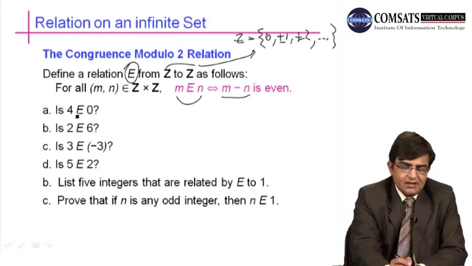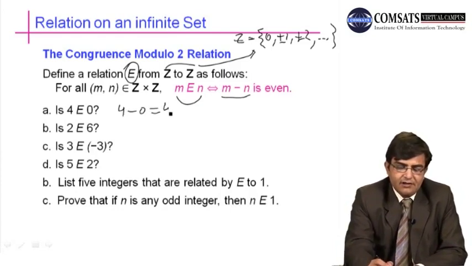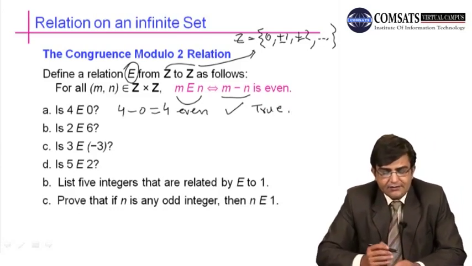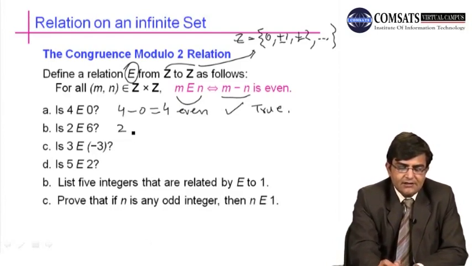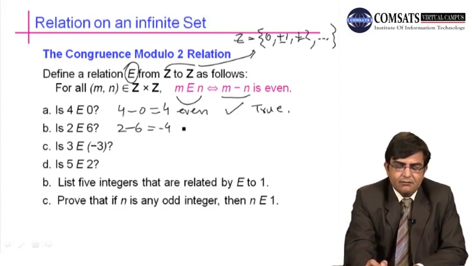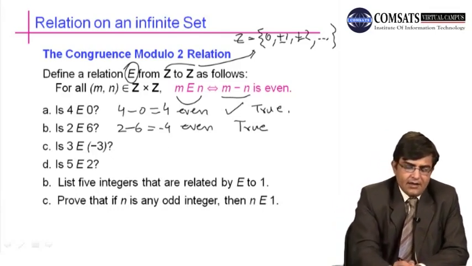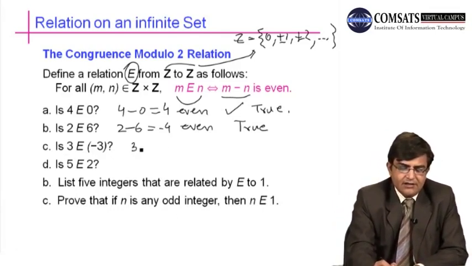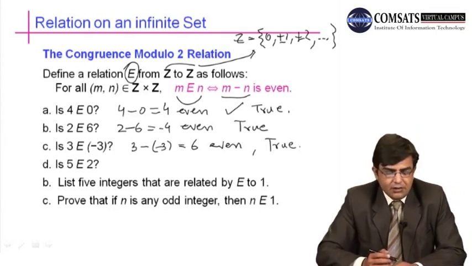Now, is 4 related to 0? We check: 4 minus 0 is 4, which is even. So yes, 4 is related to 0. The second case is 2 related to 6. 2 minus 6 is minus 4, which is again an even number, so 2 is related to 6. In this case, 3 minus minus 3 is 6, which is even. So it is also true that 3 is related to minus 3.